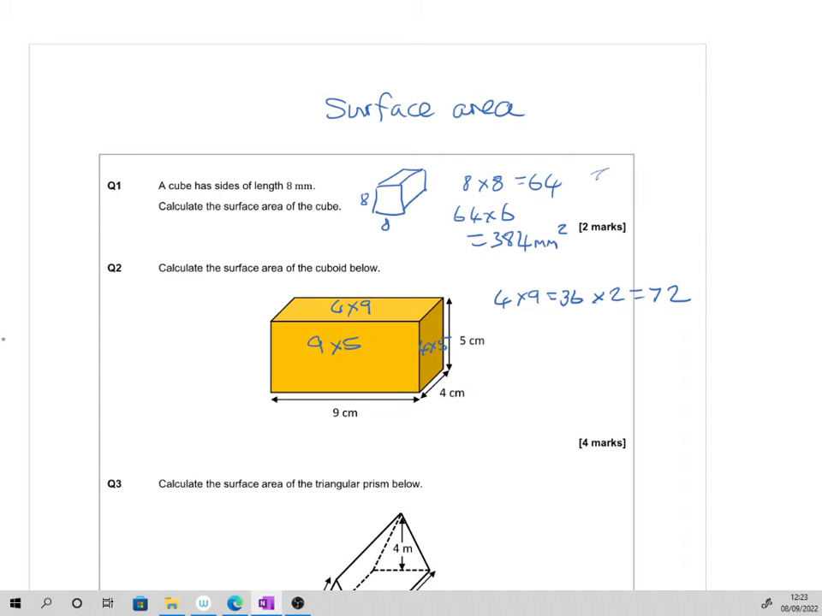Now there's the bottom as well, so we'll multiply that by 2, which is 72. Now the front is 9 times 5, which is 45. And then there's the back, so we multiply that by 2, and that gives us 90. And the side is 4 by 5, which is 20. And there's a left and right side, so multiply that by 2, which is 40. And we just add that together, 72, 90, 40, 202 centimeters square.